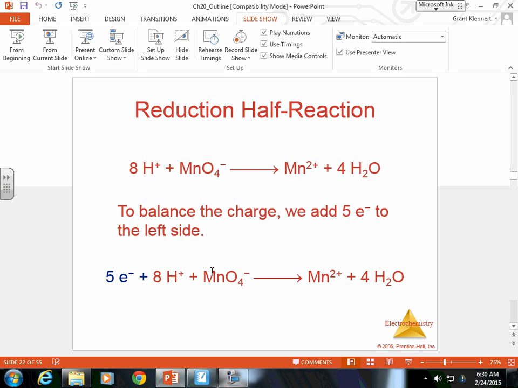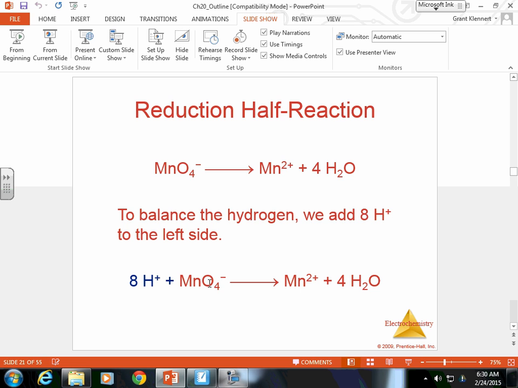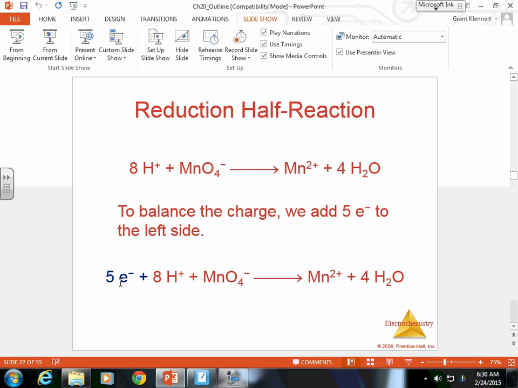Actually, let's go back and look at our total charge. Our charge is +2 on the right-hand side, which means it needs to be +2 on the left-hand side. How are we going to balance that out? Well, we have a charge of +8 with our newly added 8 hydrogens. We have a charge of -1 with our MnO4. So I'm going to have to add 5 electrons. When I add 5 electrons, the left-hand side has a charge of +2. The right-hand side has a charge of +2.